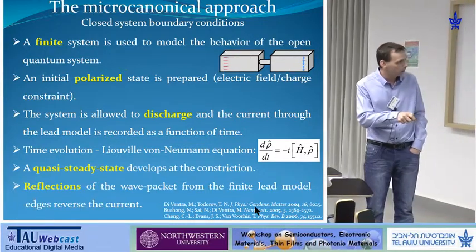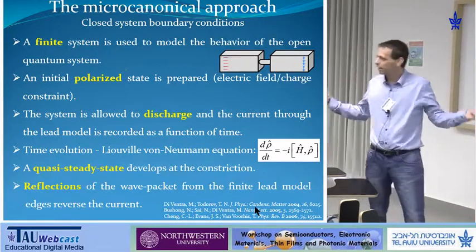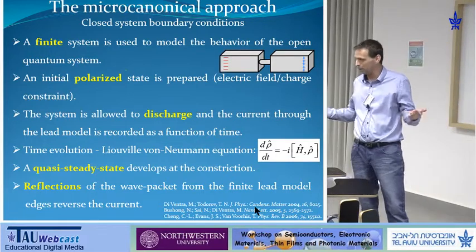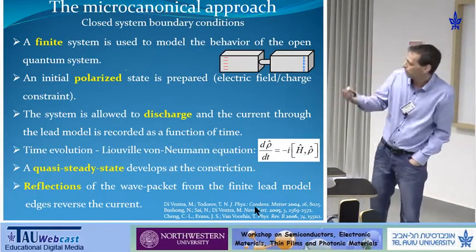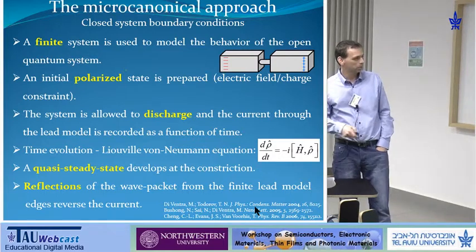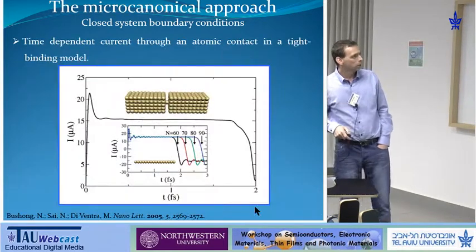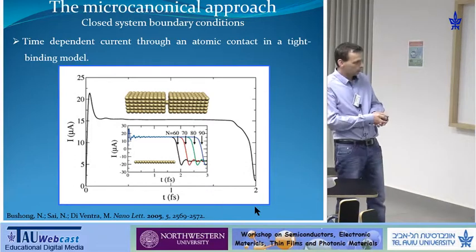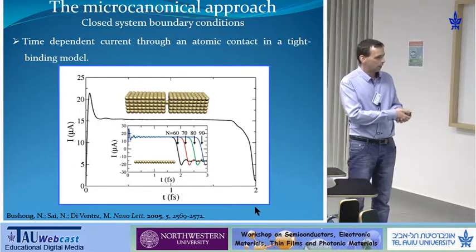The problem is that eventually you get reflections from the edges, and then you get a recharge of your system, and this is already a problem of the closed system, and this cannot simulate an open system. So this is the main problem over here. So here's an example by the paper from already 2005 from Max and co-workers.